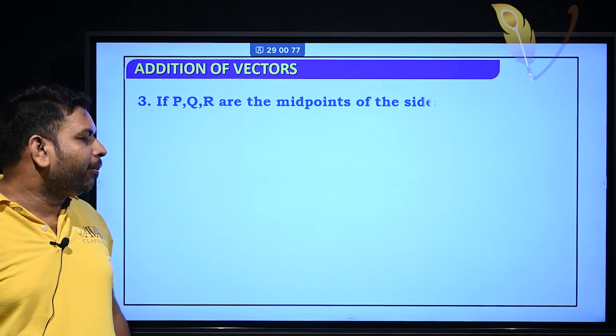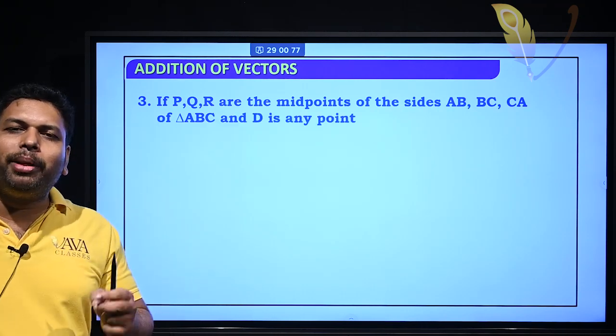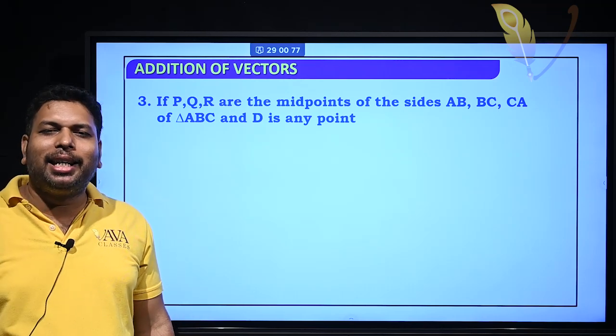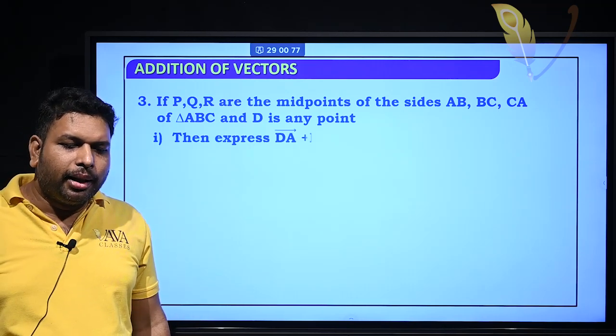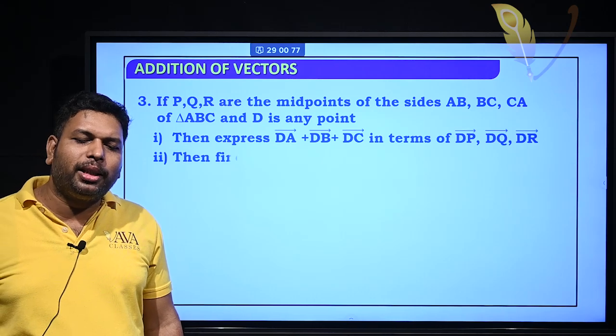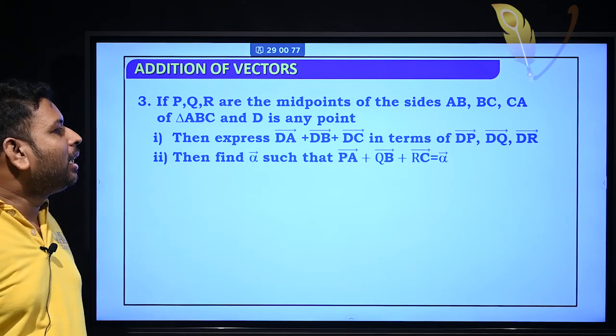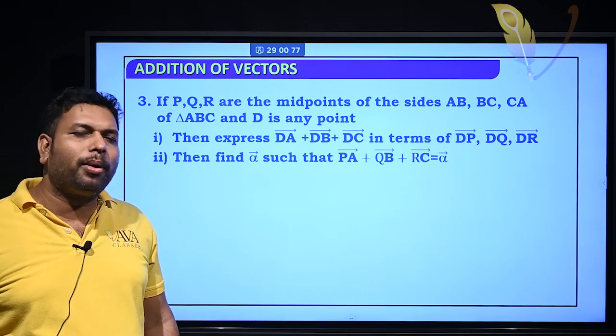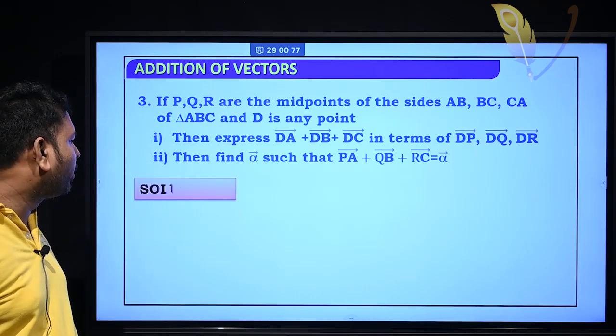Now question number 3. If P, Q, R are the midpoints of the sides AB, BC, CA of triangle ABC and D is any point, then express DA + DB + DC in terms of DP, DQ, DR. Then find alpha such that PA + QB + RC = alpha.